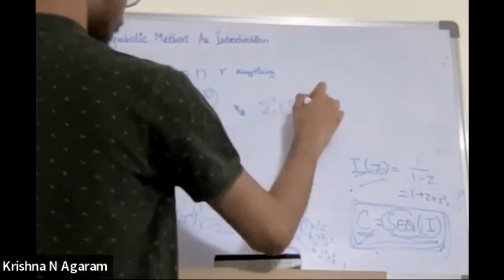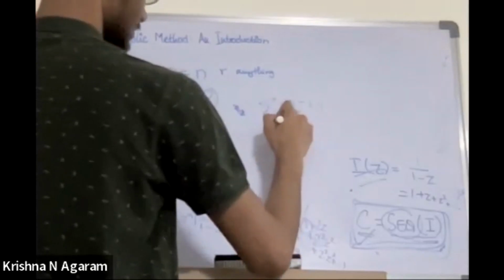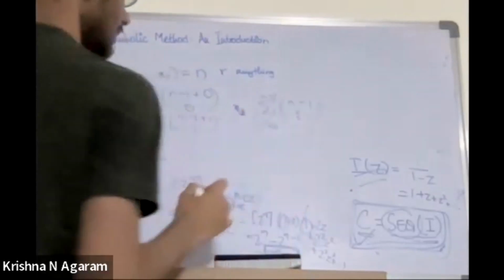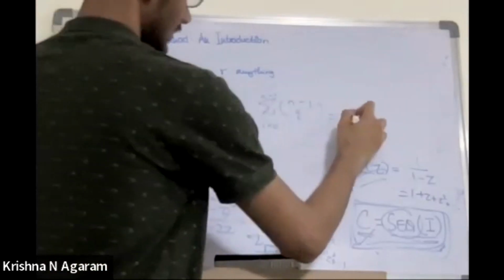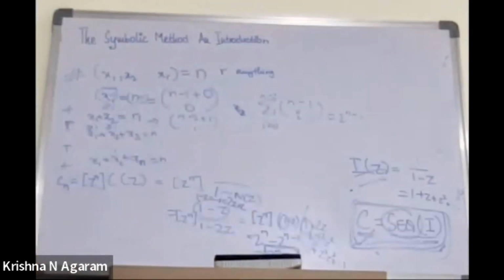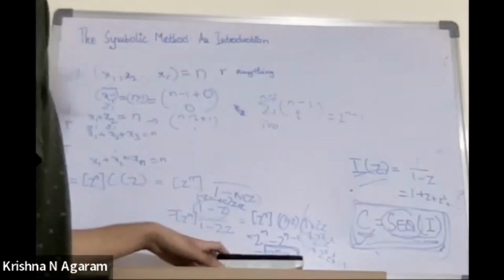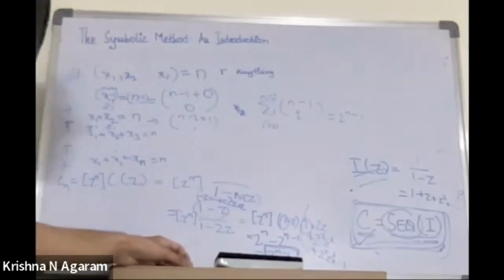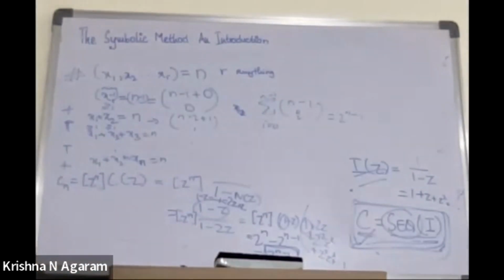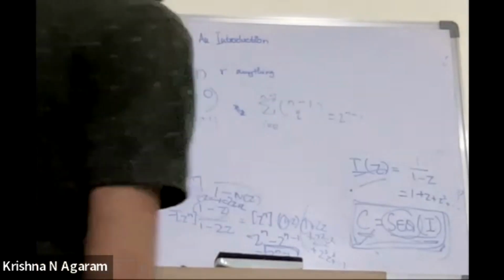So in general, it's the sum of n minus 1 choose i, where i goes from 0 to n minus 1, which is 2 to the n minus 1. Indeed. So that is essentially how you get that. And yeah, okay, I'll leave it at that.